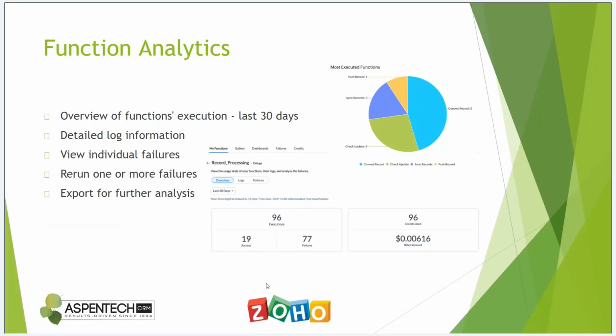But you can also drill down into very detailed log information. You can view individual failures, and then from there, you can decide if you want to rerun one of those, or you can choose several to rerun all at once. You can also export that information if you want to do any further analysis, reporting, things like that. Because again, you're only keeping the 30 days here. Obviously, there's a lot of functions that run in some systems, so you can potentially export that if you want to kind of keep an ongoing log or do some additional analysis there.